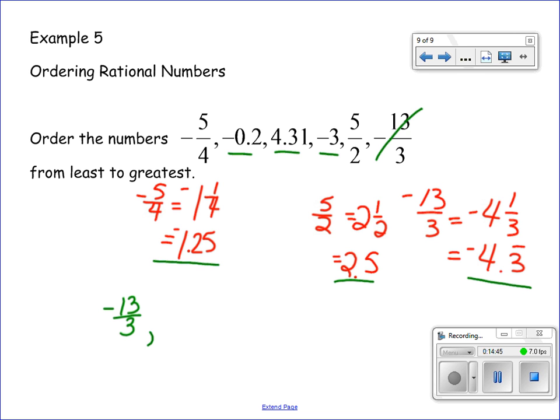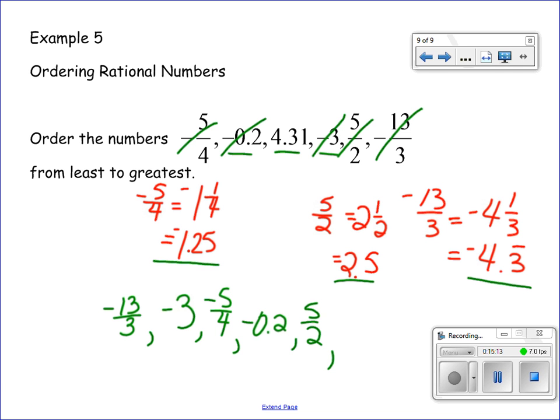Now, the next one, if I compare the decimals, would be -3.2. And as I'm looking, -1 and 25/100ths will be next. Then 2.5, which is 5 over 2. And lastly, 4 and 31/100. So when we're given numbers, put them in decimal form, look at them, and then order them from least to greatest.